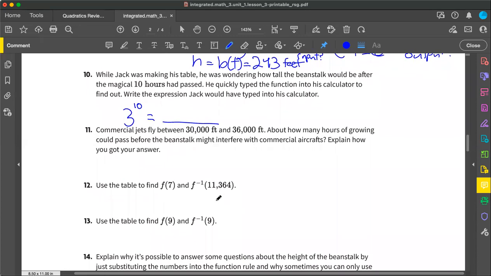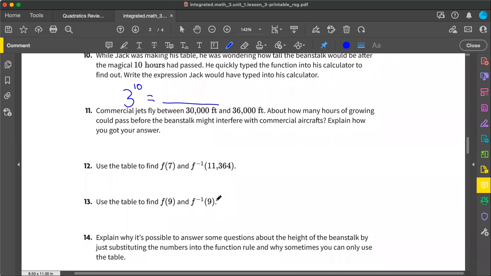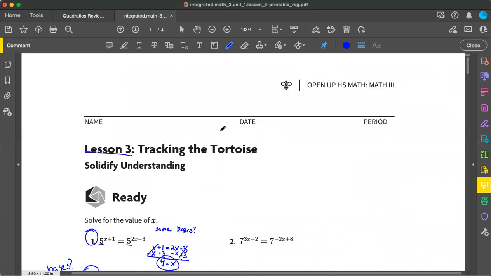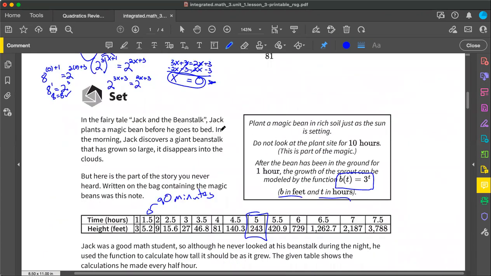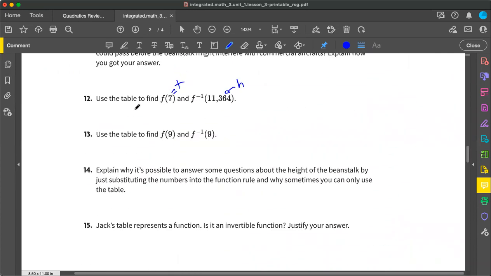Commercial jets fly between those two increments of height. I'll leave it up to you to try and find that out. There is an increment there, so feel free to reference it. They're asking for the mathematical interpretation where t is 7, and this is kicking out the inverse when your height is this. So f of 7, we have the table, so just reference what it's like at 7: 2,187. Pretty simple.